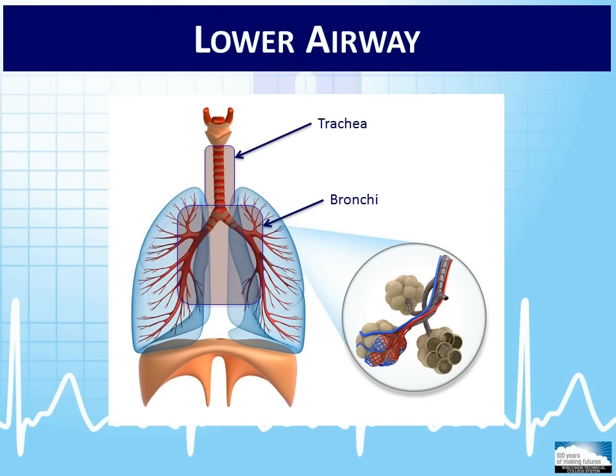When the bronchi diminish in size to the point where they no longer contain cartilage or glands, they become bronchioles. At the end of the bronchioles are the alveoli. It is in the alveoli, these little sacs, that gas exchange actually occurs between the air and our bloodstream.